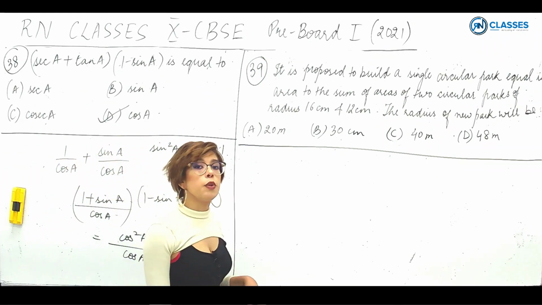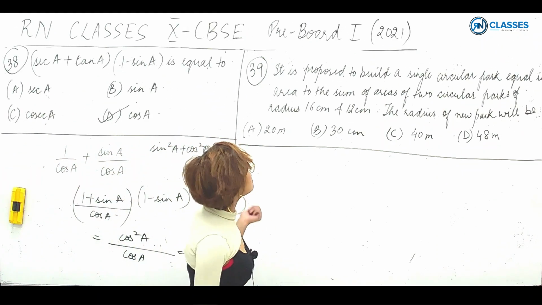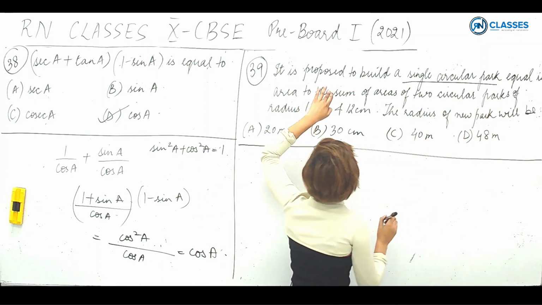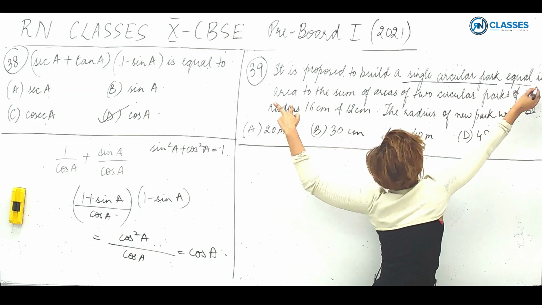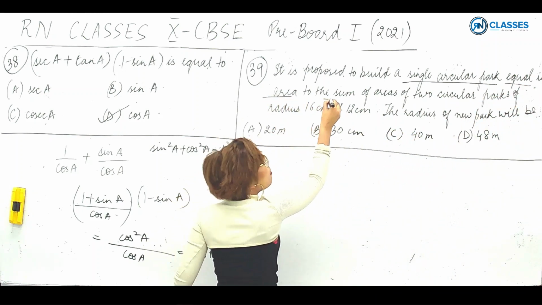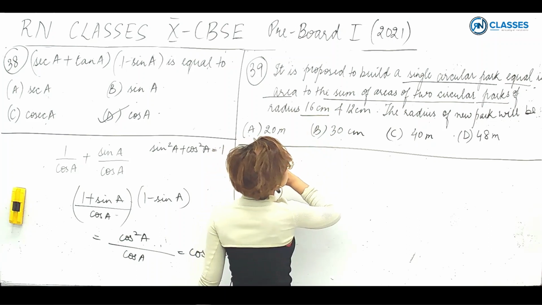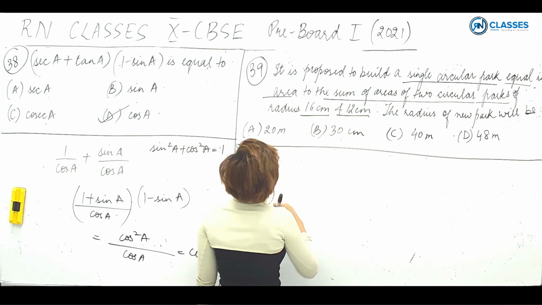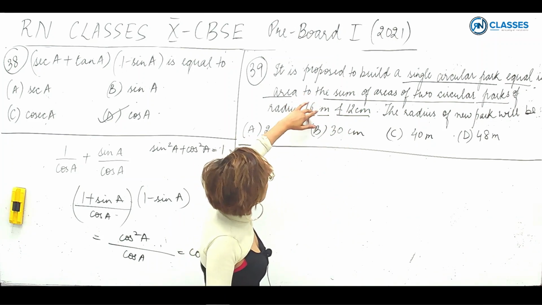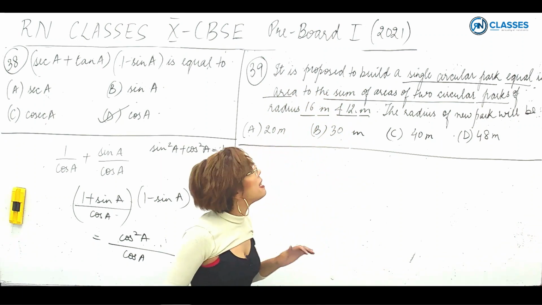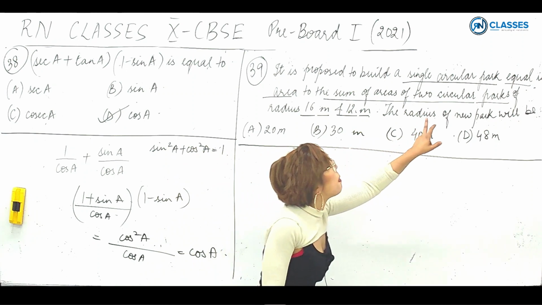Now, on to question number 39. He says it is proposed to build a single circular park equal in area to the sum of the areas of two circular parks of radius 16 centimeter and 12 centimeter. It should be meter, because parks can't be that tiny, right? Maybe I miswrote it. The radius of the new park will be?